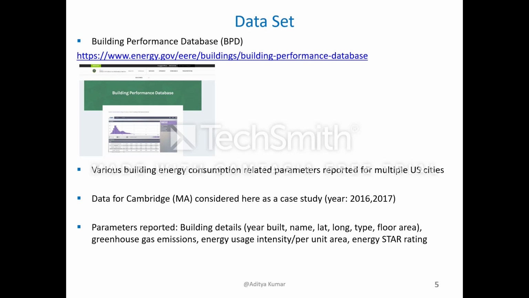The parameters reported are building details like the year it was built, the name of the building, the latitude and longitude, the type, whether it is a residential or a commercial building, the floor area, the equivalent greenhouse gas emissions corresponding to the energy consumption in the building, the energy usage intensity, which is the energy consumed per unit area and is a measure of how energy efficient a building is, and the energy star rating, which is a rating given to a building, and it's very commonly used as a metric to represent the energy efficiency of a building.